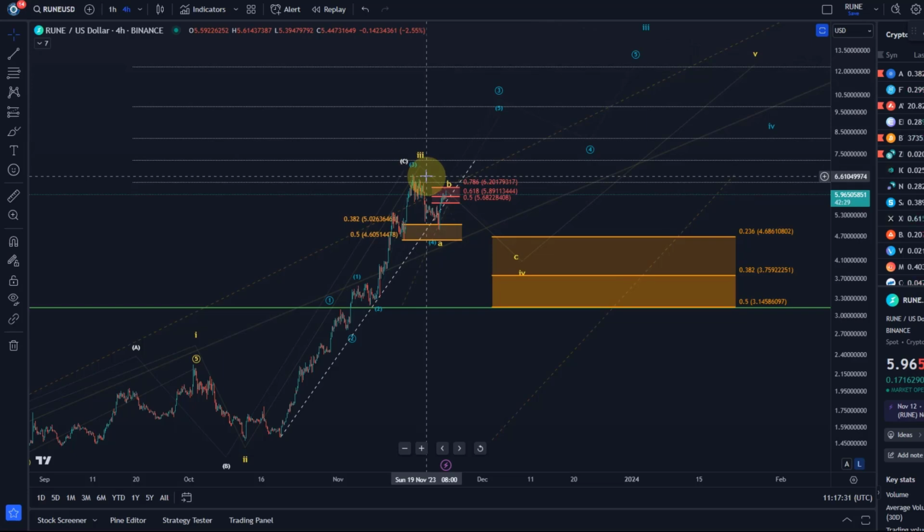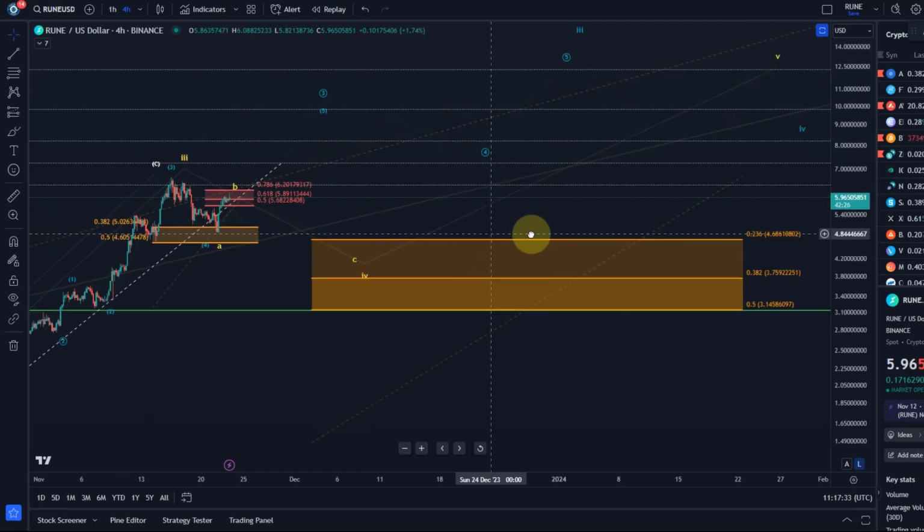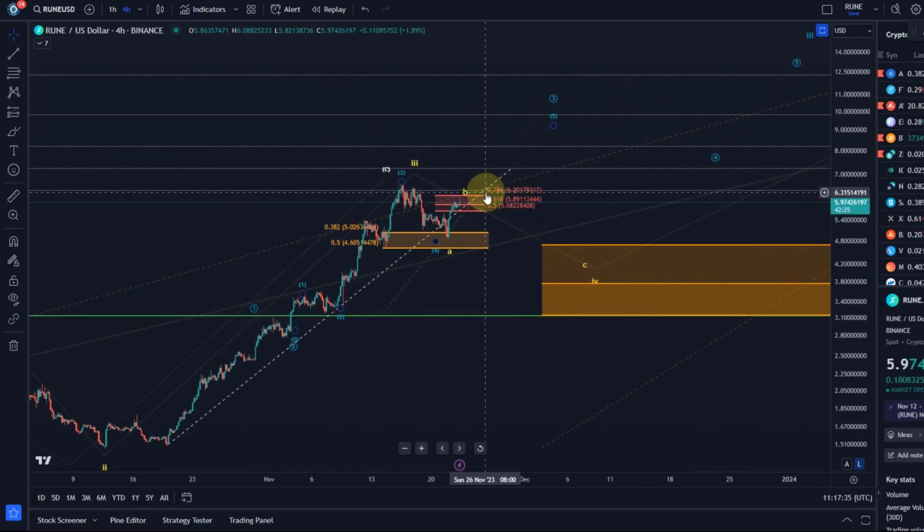I have also added a small resistance area, or let's call it retracement area, to the chart here. The 78.6 retracement, the crucial one, is at $6.20. So a break above that level would already make the yellow count a little less likely, and it would shift probabilities further in the direction of the blue count. At the moment, I'm slightly leaning towards the blue count because it hasn't been invalidated. It's still valid, it hasn't broken, and the uptrend is still running and unfolding.